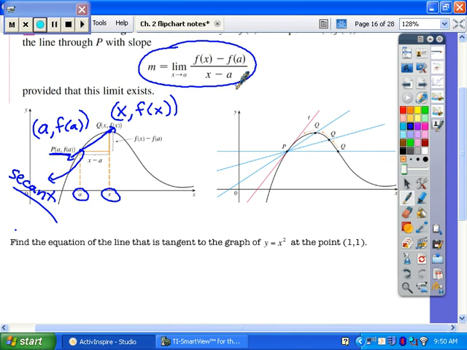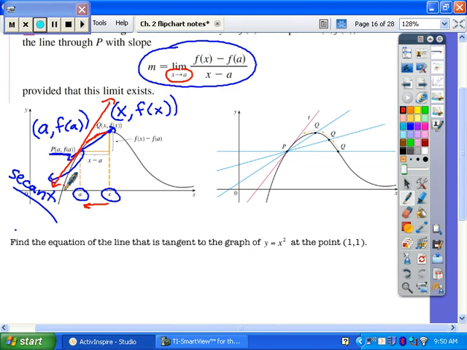Okay? Then basically what we're going to do here is we have a secant line, and we're going to take x and approach a. So we're moving this point down the curve to get to that one point. We're taking the limit as x goes to a. And if I get to that one point, then what do I have as my answer? I have the slope of the tangent line.